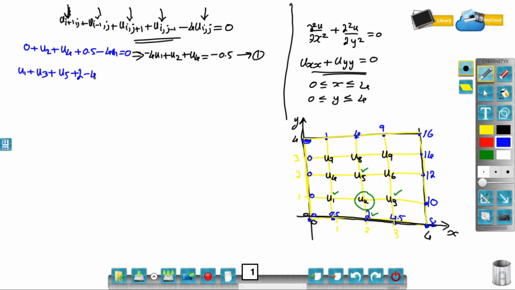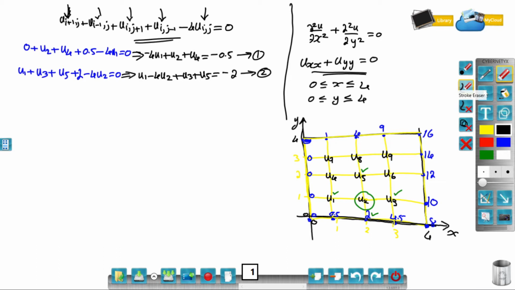u2 equal to 0. So if you are solving this second equation, we have u1 minus 4u2 plus u3 plus u5 equal to minus 2. So this is equation number 2. Is it okay? This is equation number 2.